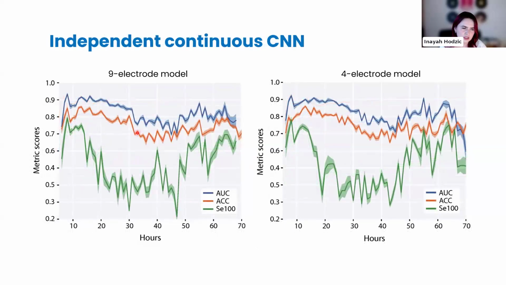And if we look at the individual hours, this effect also seems to be present. So the peak is still around that 6 to 14 hour range, after which there's a drop in performance, specifically for the SE100, and persisting over the 4-electrode model as well.